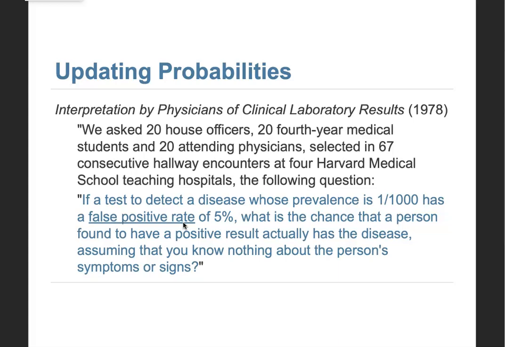The question we want to ask is about a random test. Be careful here: the person doesn't have any symptoms or signs, so we cannot tell from the person whether they have the disease or not. According to the test, which has a false positive rate of 5%, what is the chance the person's test is positive and this person does have that disease? Very complicated question, right? Don't worry about that. We will give you the answer at the end.